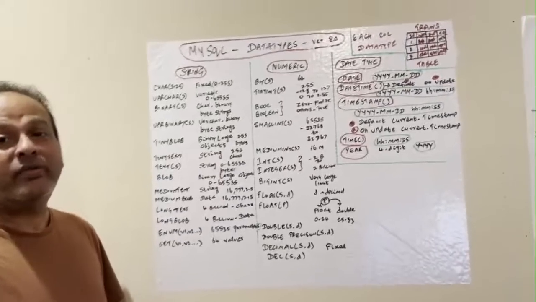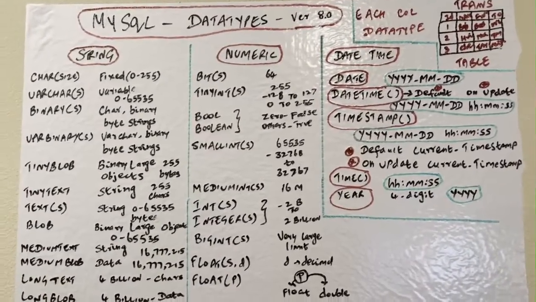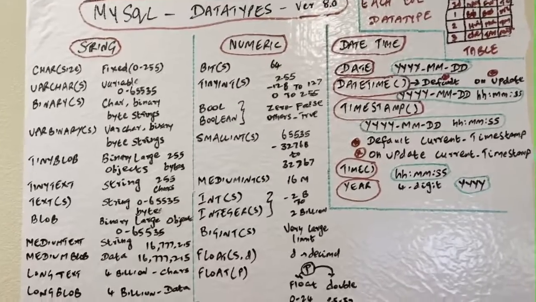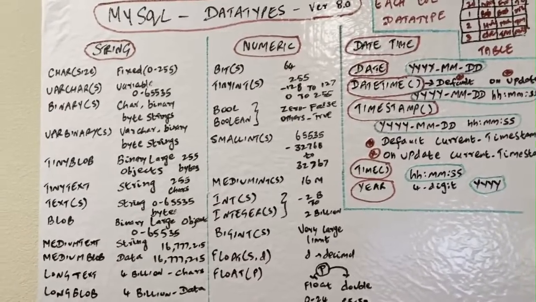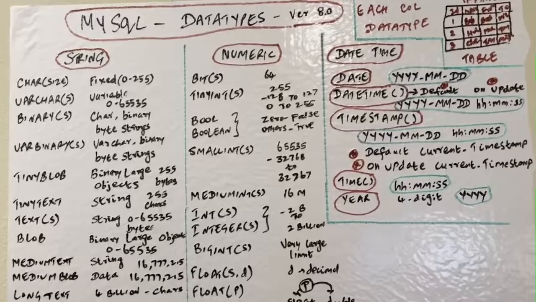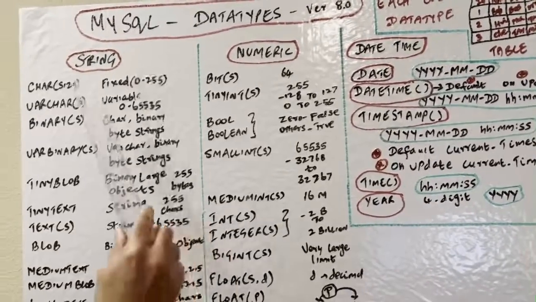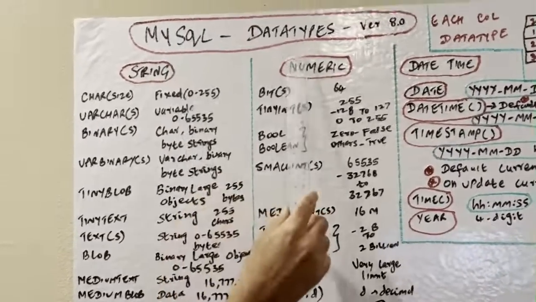Hi guys, we are back again with the exciting MySQL. Today we're going to talk about the basic thing of any database: data types. All the data worldwide has a data and a data type in all the tables. Let's see here, MySQL data types.